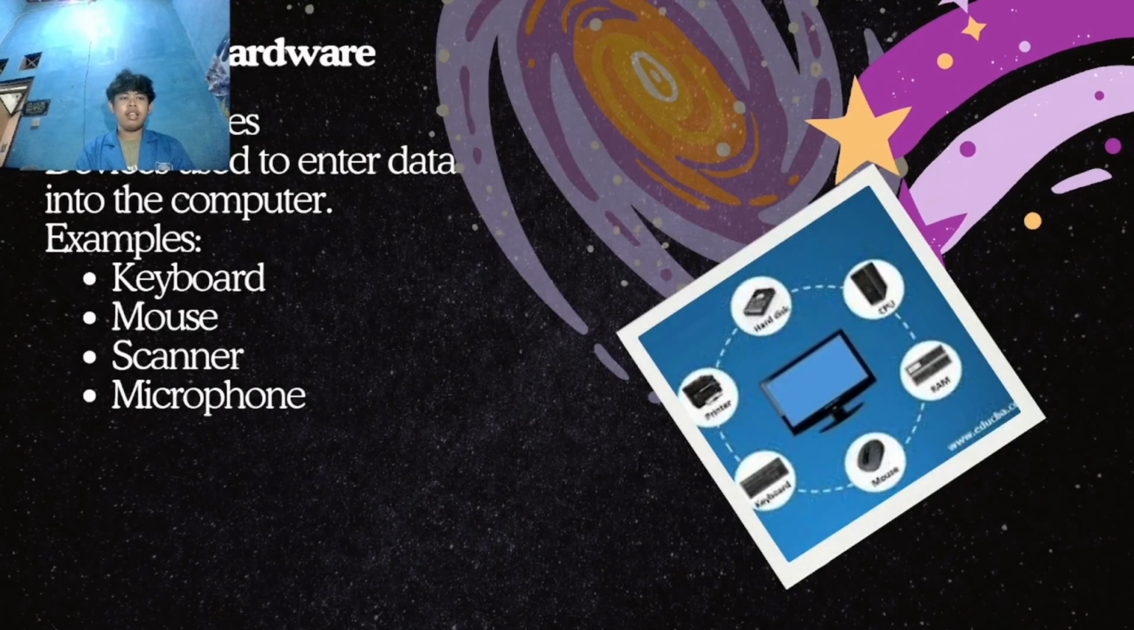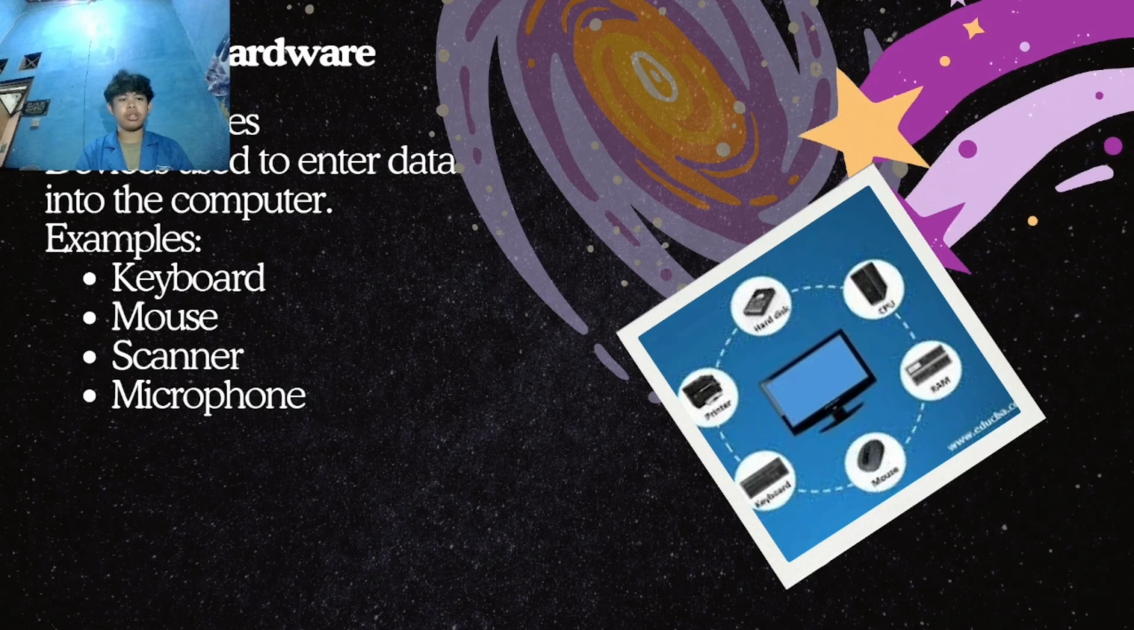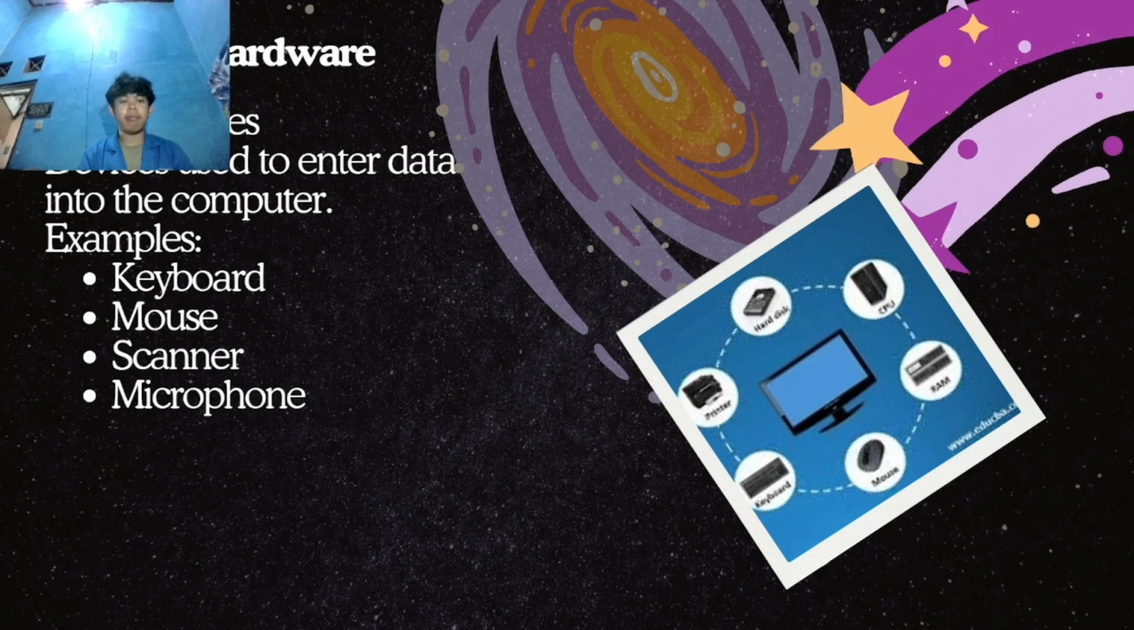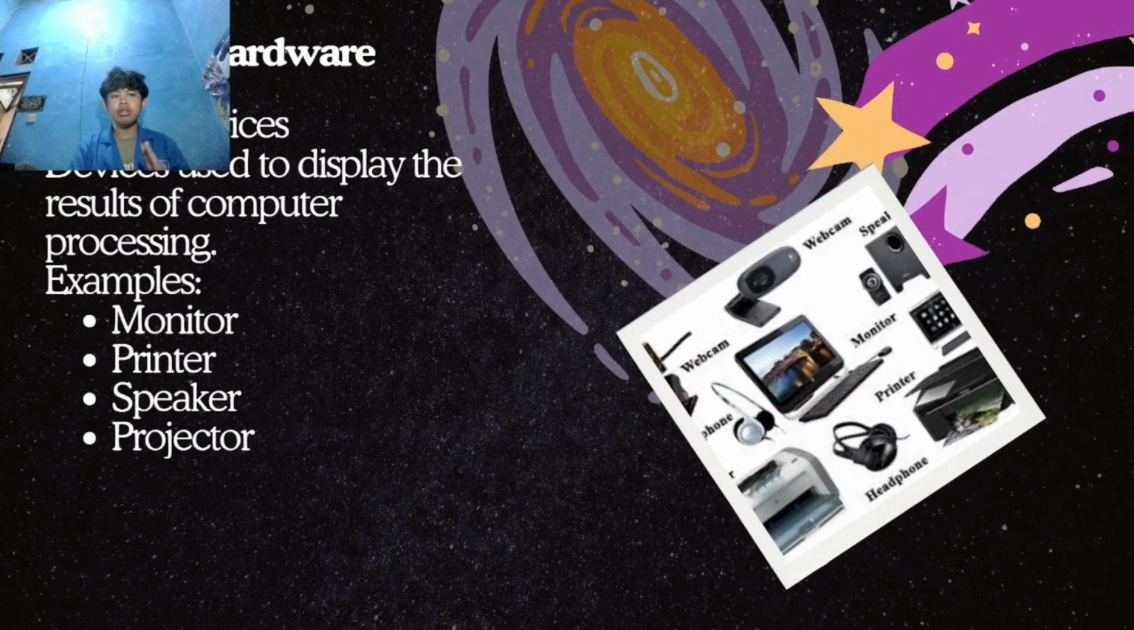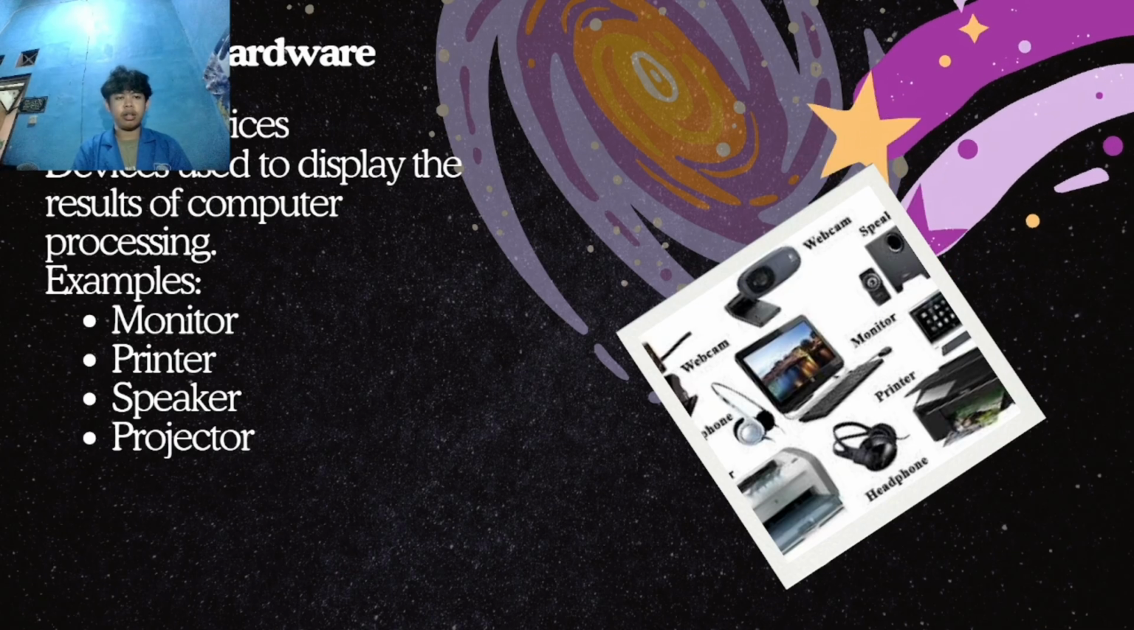Okay, in here we have three types of hardware. The number one is input device. Device used to enter data into the computer, and for the examples, keyboard, mouse, scanner, and microphone. Number two is output device. Device used to display the result of computer processing, and for the examples, monitor, printer, speaker, and projector.